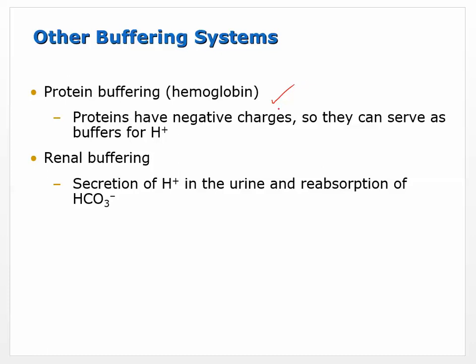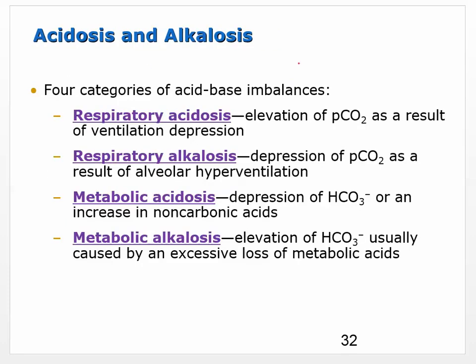Proteins tend to have negative charges, so they can also suck up some of this hydrogen if they need to, but they don't like to because that changes their function, which isn't so important for albumin, but it can be important for other proteins. And then I already mentioned renal buffering, where they secrete hydrogen or bicarbonate to control the pH. So we end up with something called acidosis and alkalosis. This is something you're going to have to really think about, maybe spend some time with.